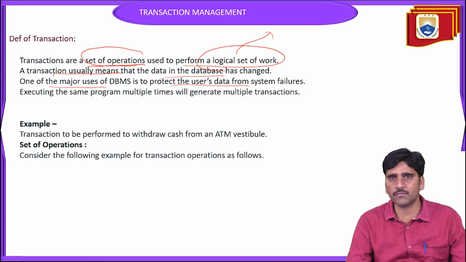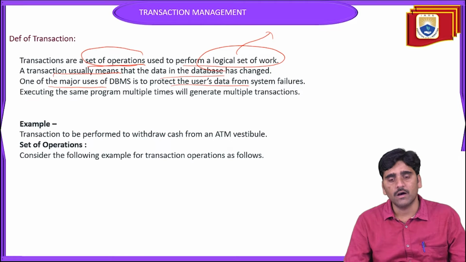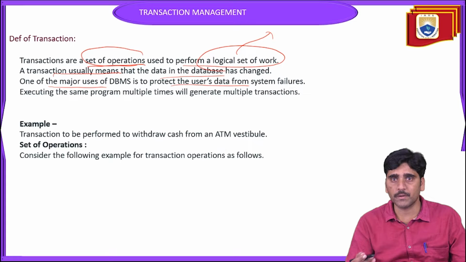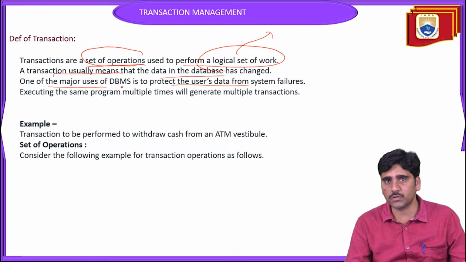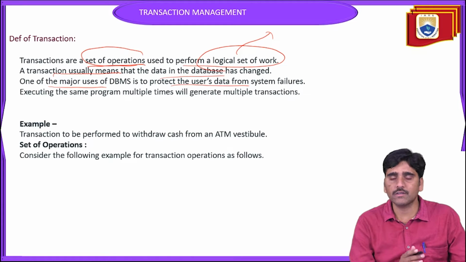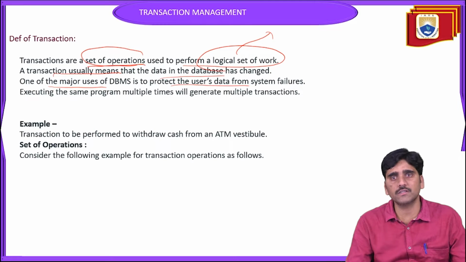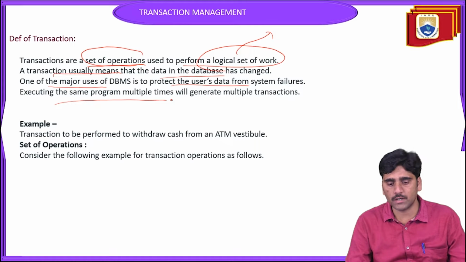We perform different types of operations on the database, but all the operations may not execute perfectly or be stored permanently; some operations may fail due to system crashes or other systematic errors. So for recovery and rollback purposes, we have to use transactions. One of the major uses of a DBMS is to protect the user's data from system failures, to recover or roll back the data and keep the data secure. Executing the same program multiple times will generate multiple transactions.